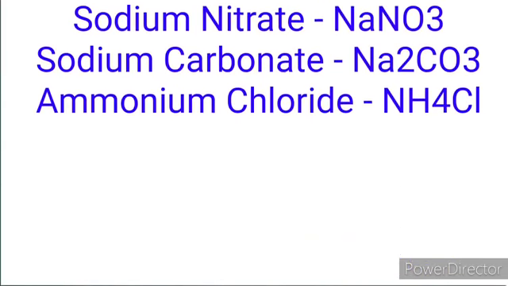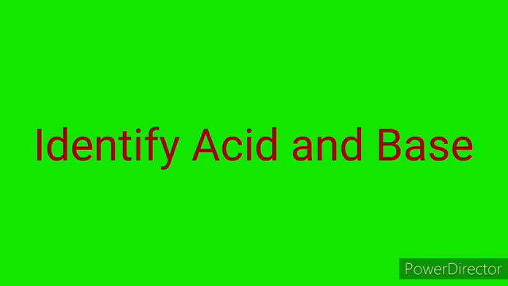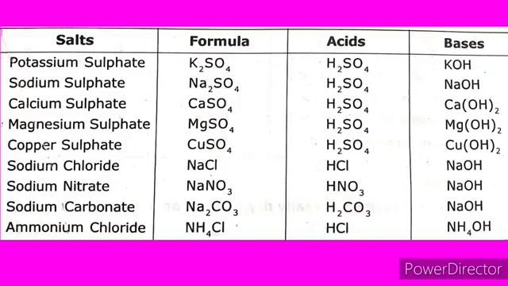And now, here I am giving the list, but you try in your free time. Okay children, these are the chemical formulas of the given salts. Children, identify the acids and bases from which these salts may be obtained. Look at the first one, potassium sulfate. The formula for potassium sulfate is K2SO4. For preparing this potassium sulfate, the required acid and base are H2SO4 and KOH, which means sulfuric acid and potassium hydroxide.